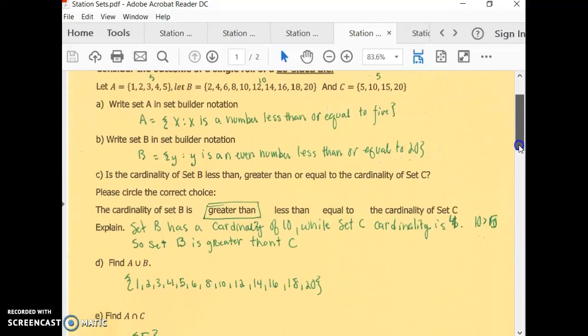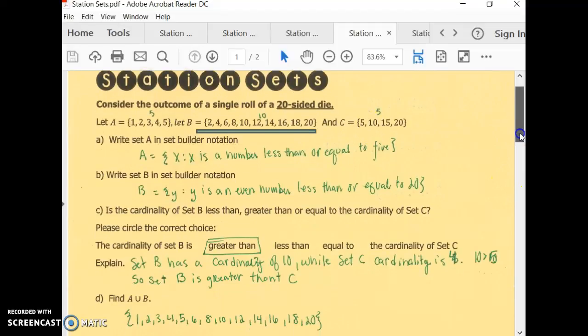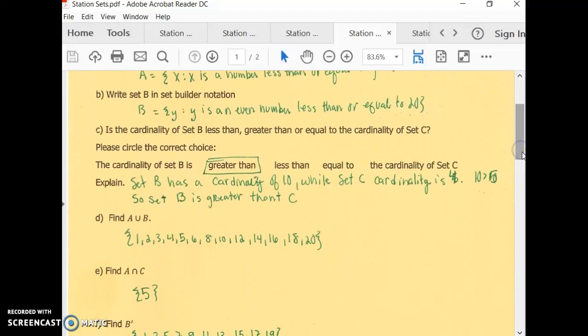So then cardinality of set B, is it greater than or equal to the cardinality of set C? Cardinality means how many elements are in the set. So there I have 10. In set C I have 5. So 10 is bigger than 5, so it's greater than.